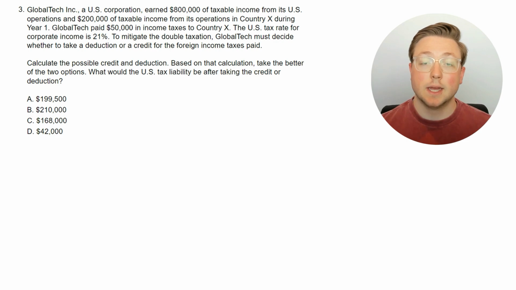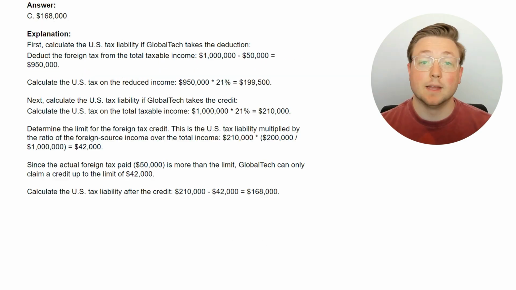So with C corporations, there is the foreign tax credit, but they also can take it as a deduction instead of a credit. So you have to figure out what the deduction would be and what the credit would be, and you would most likely choose which would give you the lowest tax liability. So let's go ahead and look at the answer to understand how you do this calculation. Okay, and the answer is $168,000. So this is the lowest tax liability available when we're trying to calculate this.